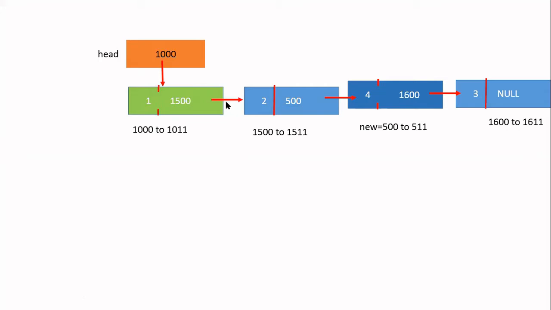Currently head has the value 1000 because 1000 is the first node in the linked list. If I delete this node, I have to keep here 1500. But where is the 1500 available? That is available here. So you have to take 1500 from here and store it in this place. For that only we are going to see the steps.